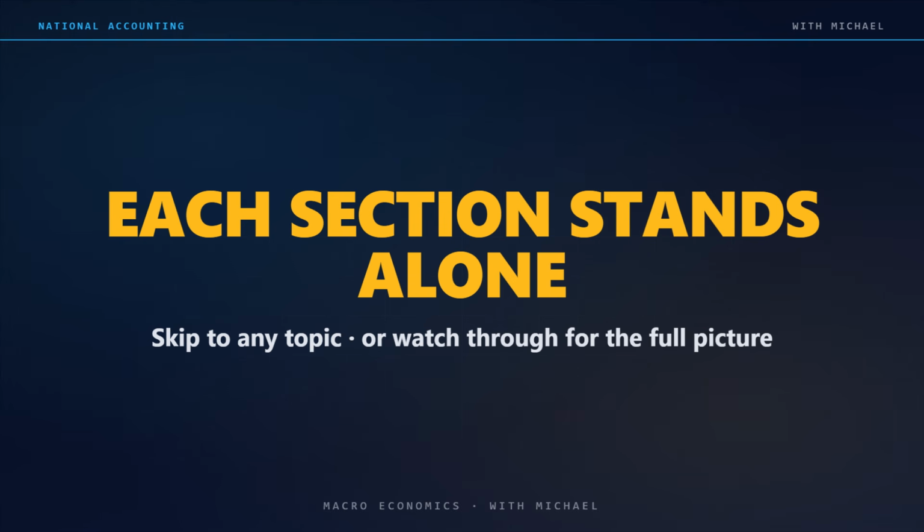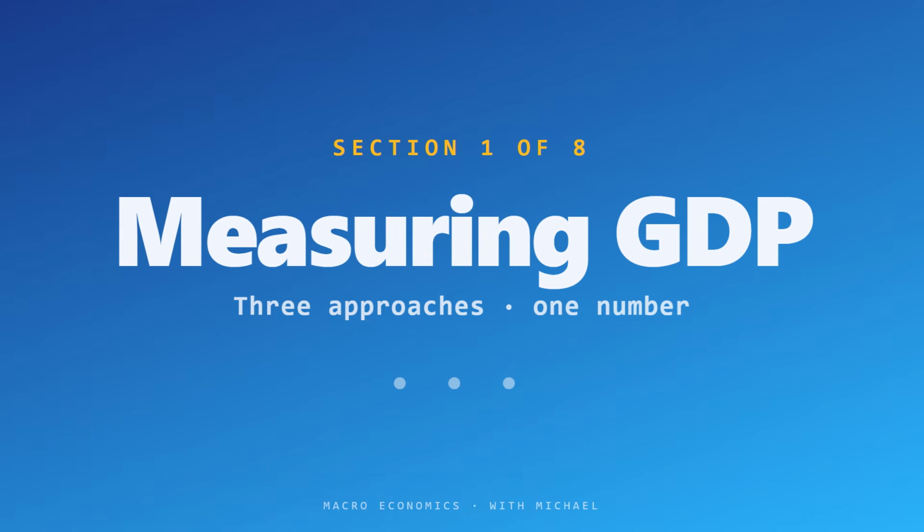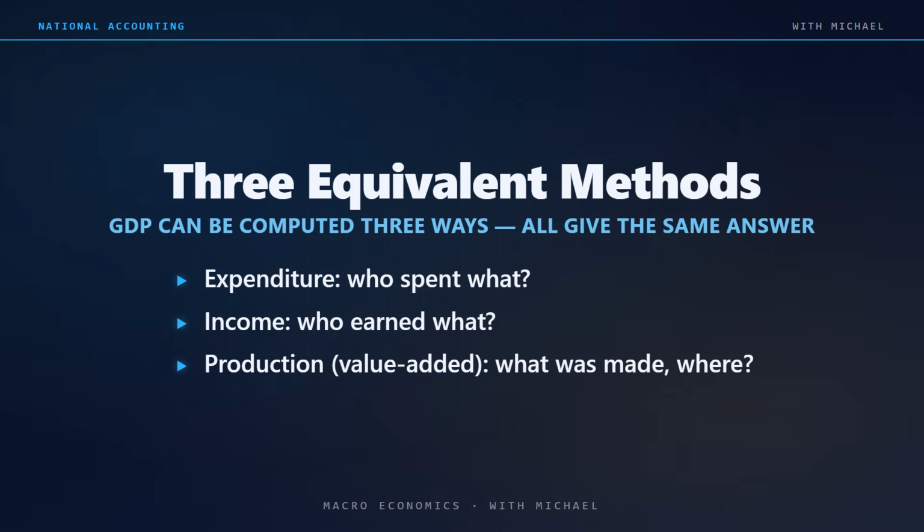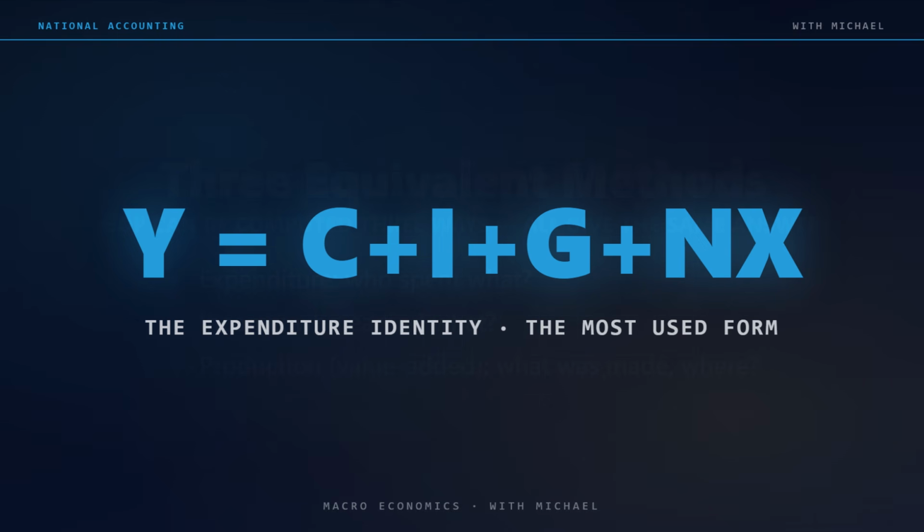Section 1. The basic question we begin with is, how do we actually measure GDP? There are 3 theoretically equivalent approaches: the expenditure approach, the income approach, and the production or value-added approach. Each one looks at the economy from a different angle, but all 3 produce the same number because of how the accounting works. The expenditure approach asks, who spent what? The income approach asks, who earned what? The production approach asks, what was actually produced and how much value was added at each stage.